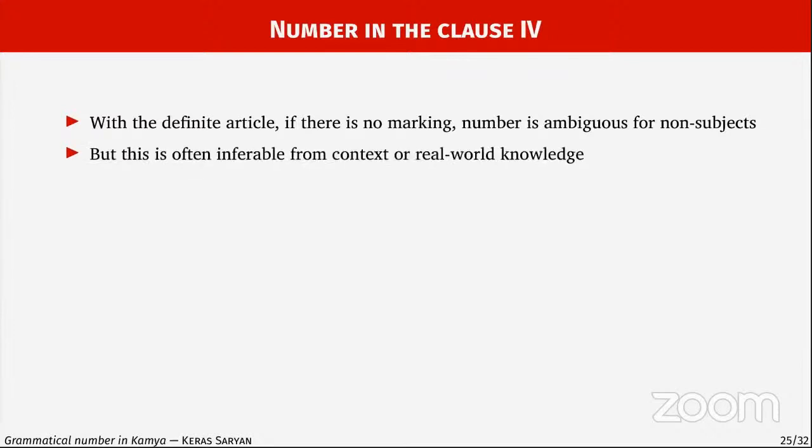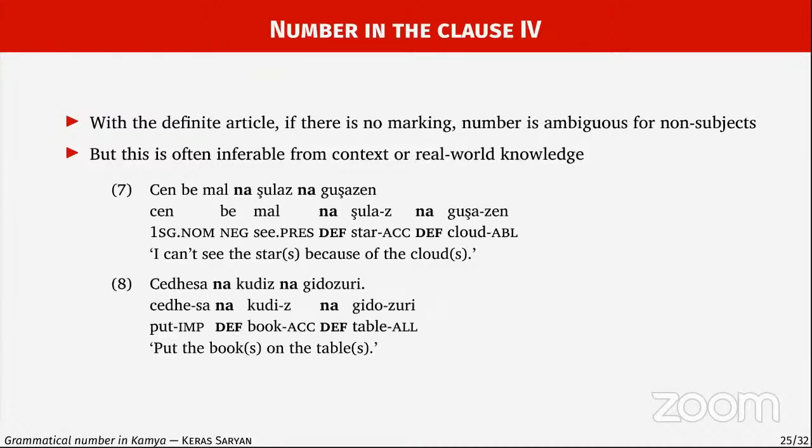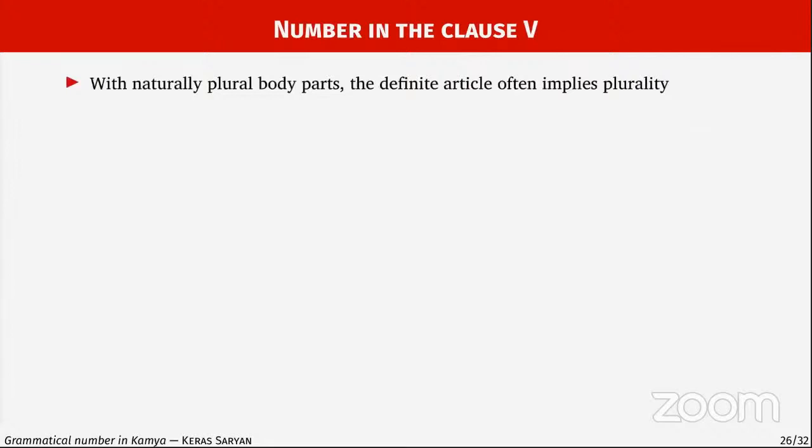Then, with the indefinite article, if there's no number marking, number is going to be ambiguous for non-subjects, though it's very often inferable from context or real-world knowledge. So in a sentence like "na mal na shulas na gushezin" or "jedis na kudis na gitozori," you're more than likely going to be able to work out what number is intended in each case according to the context in which the sentence is used.